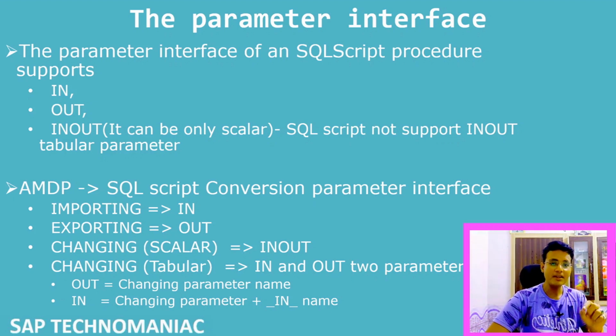In-out parameters in SQL script support only the scalar type. They will not support the table kind of in-out parameter. SQL script does not support the in-out parameter type of table. And in our ABAP, we have importing, exporting and changing, which can be table and scalar both.